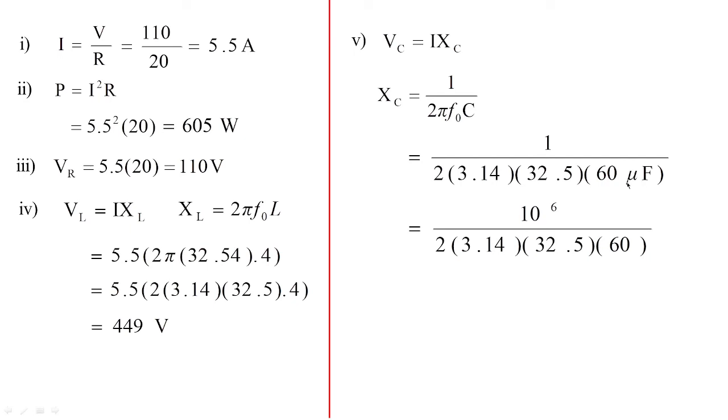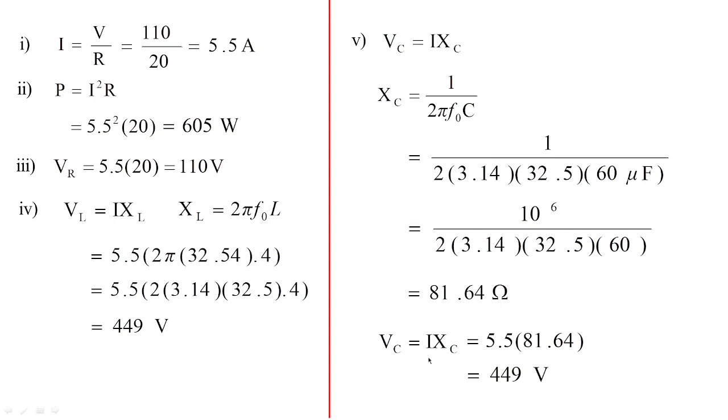So you can shift this from the denominator to the numerator, and this value changes to 10 to the power of 6 divided by the values which are there in the denominator. This micro has gone to the top and has become 10 to the power of 6. So the value of XC here is obtained as 81.64 ohms. Since it is a capacitive reactance, the unit is ohms. Substitute this value in the voltage formula. The current value is 5.5 under resonance, so it is obtained to be 449 volts, as expected, because it's the resonance concept.